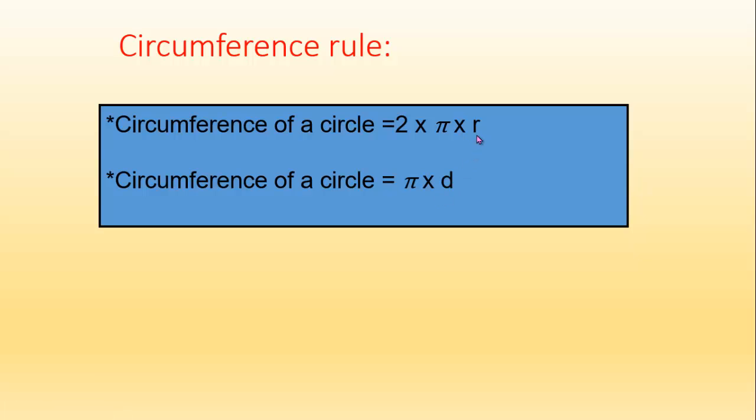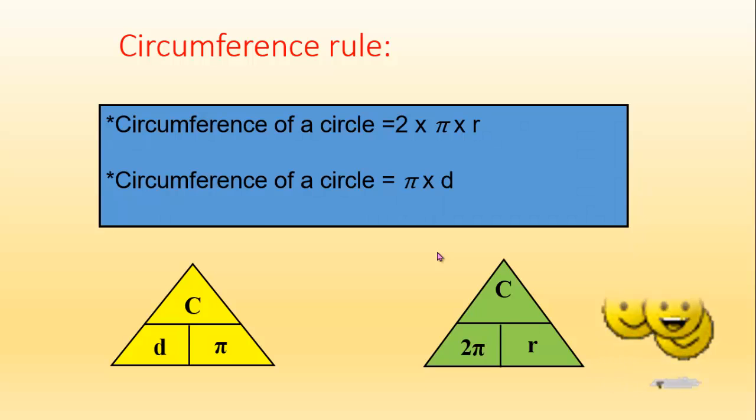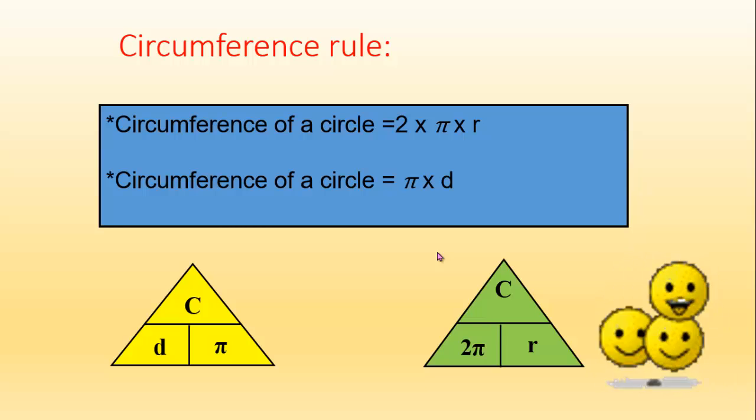So if I was given the radius, I am going to use 2 times pi times r. And what about if I was given the diameter? If I was given the diameter, I am going to use pi times d. And here are the two measured triangles that will help me find the radius or the diameter if I was given the circumference. Did you remember now? Yes. Awesome that you have remembered the rules. Let's go now and continue our lesson.